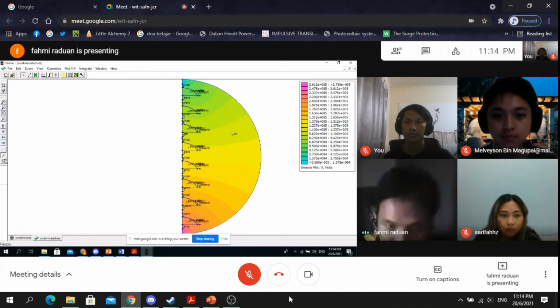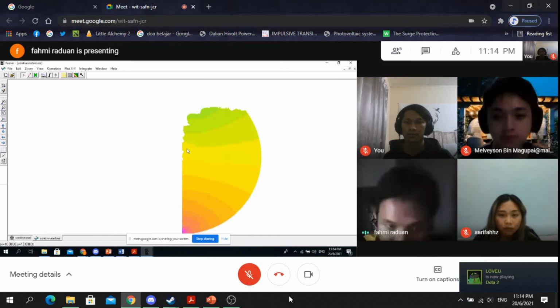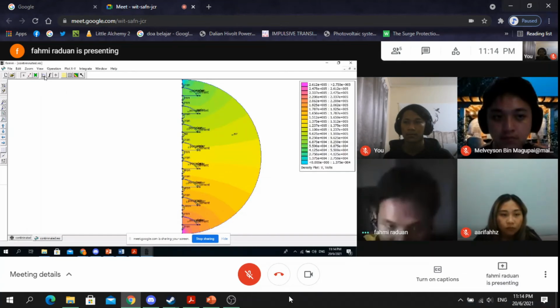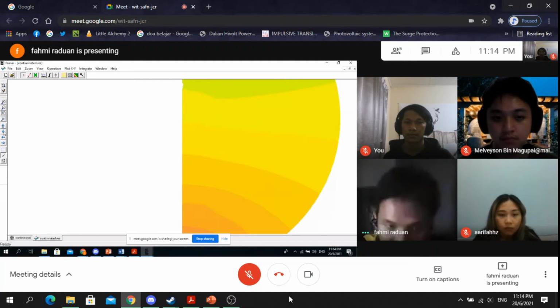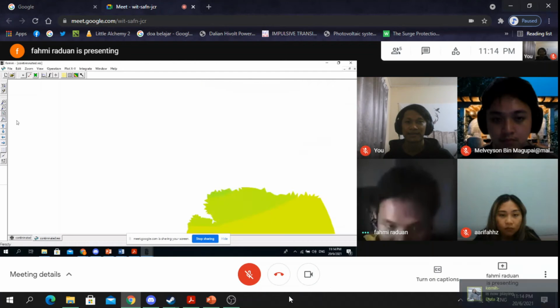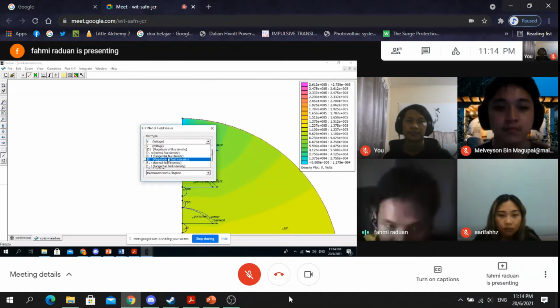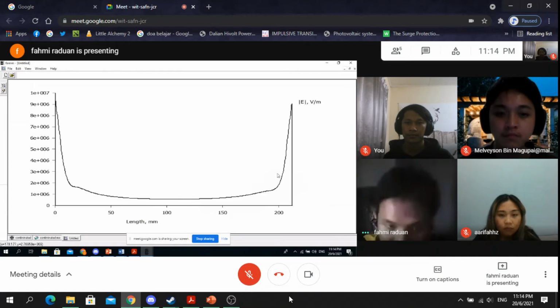So it is the same step to get the graph of this wet test. This time we want to get the graph of the magnetic field intensity. So this is our graph.